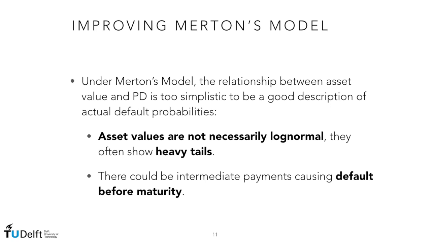And for what concerns the asset values, we know that asset values are not necessarily log normal as it is assumed by Merton's model. In fact, the empirical literature shows that very often asset values have heavy tails, meaning that large deviations are much more probable than what we would expect under a log normal distribution if we consider asset values, or a normal distribution if we consider the logs.